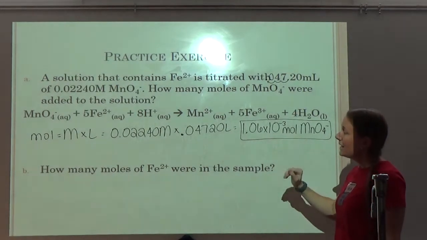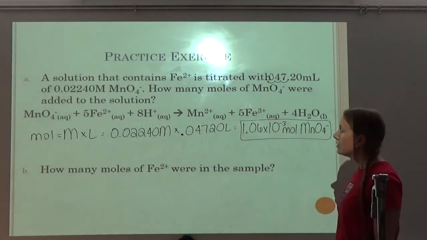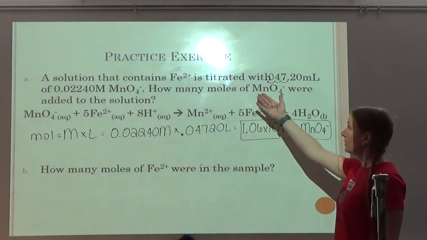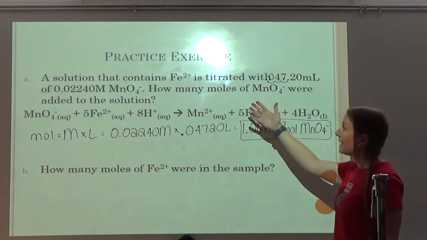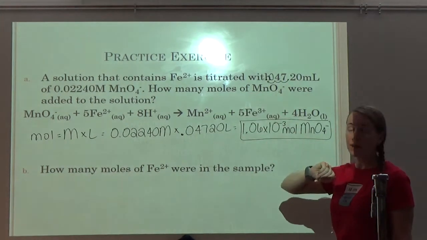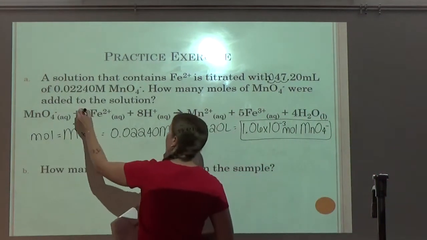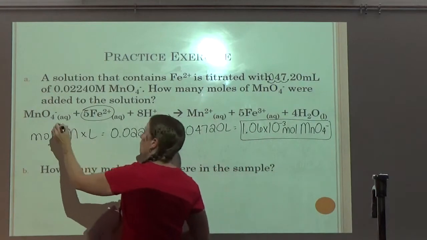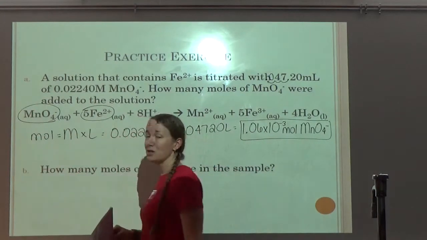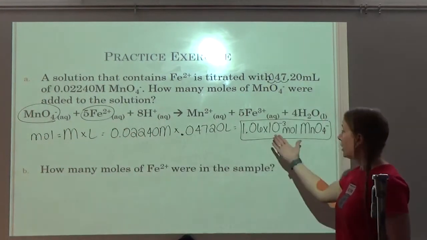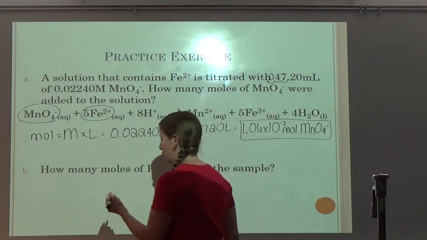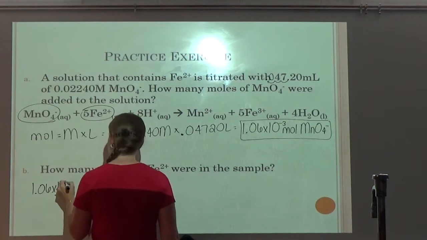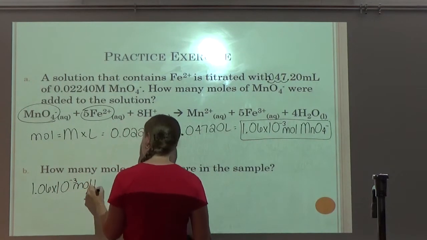Then it says how many moles of iron 2+ were in the sample. Okay, so in other words, my permanganate and my iron is what we're looking at. So I can see that 5 moles of iron requires 1 mole of permanganate. So I can see my mole ratio. We know how many moles of permanganate, so I just bring that down. So 1.06 times 10 to the negative 3 moles of permanganate.